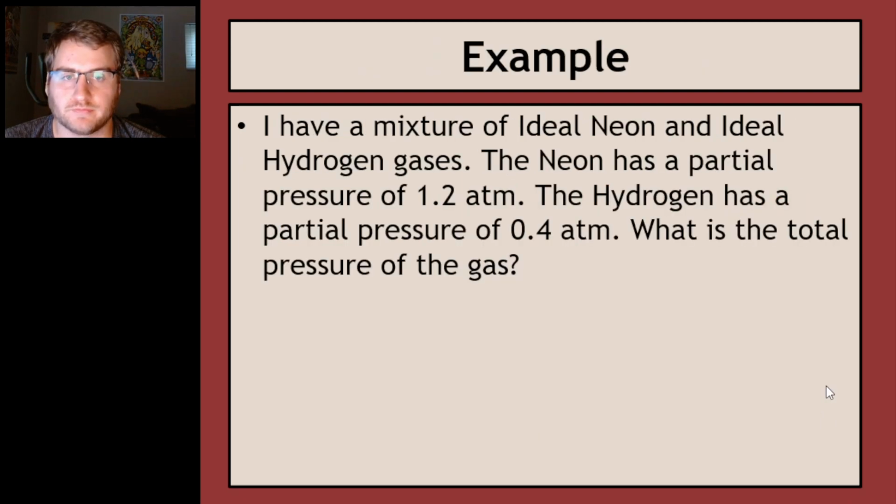I have a mixture of ideal neon and ideal hydrogen gases. The neon has a partial pressure of 1.2. The hydrogen has a partial pressure of 0.4. What's the total pressure of the gas? It's pretty simple. All you have to do is add 1.2 to 0.4. You get 1.6. So I'm not even going to show you the math on that. It's very simple. If you have multiple pressures, you just add them together to get the final pressure.